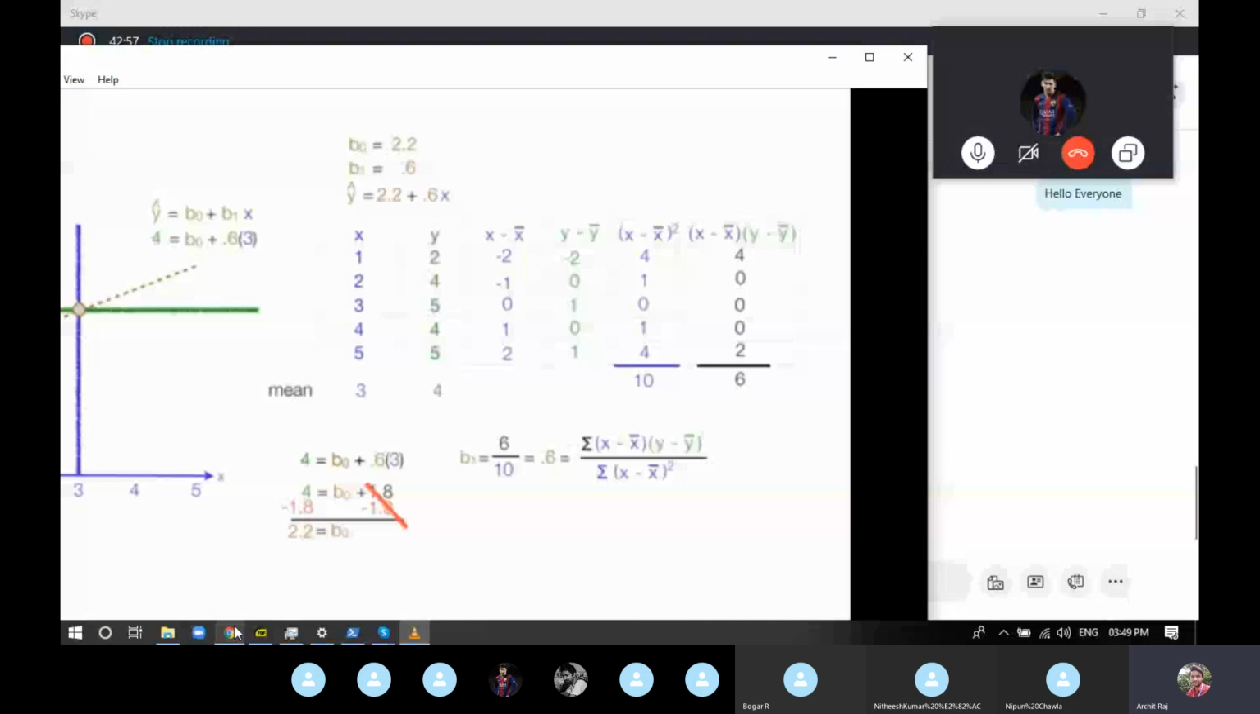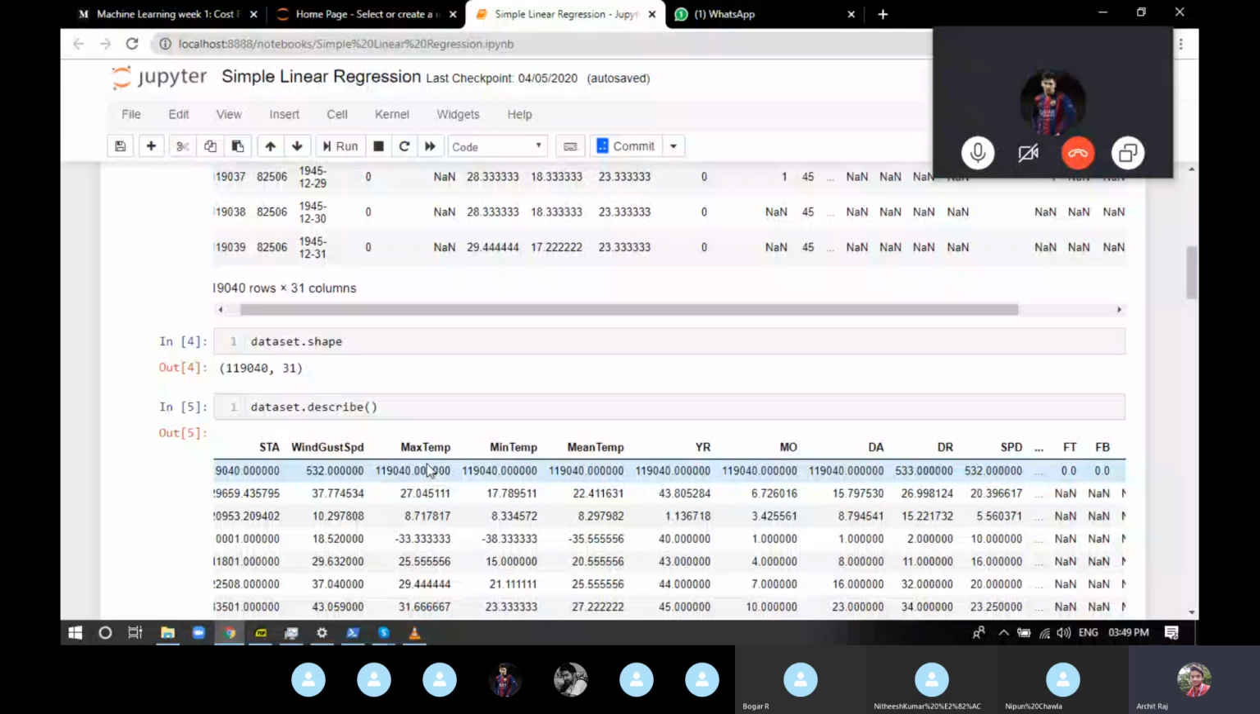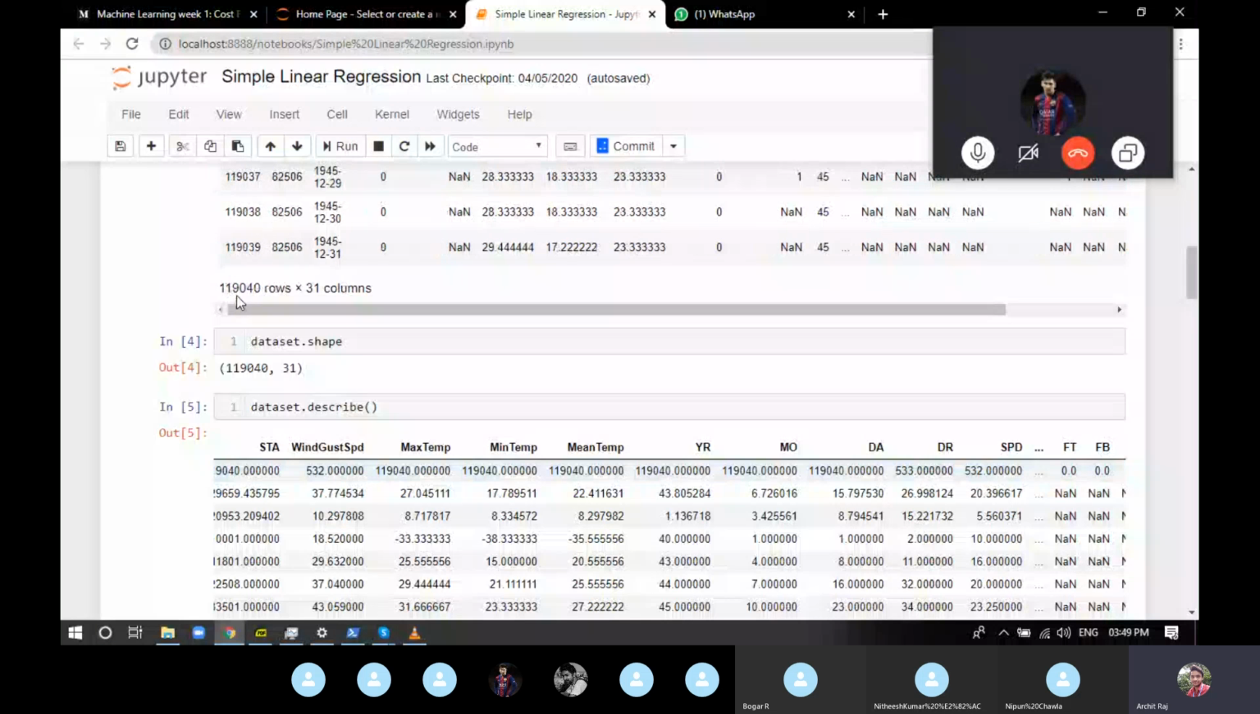What things are there? So there are 1,19,040 rows. As I told you, going through all those scripts and 1,19,000 entries is going to be a hectic task for your CPU also. So you have 1,19,040 rows and 31 columns. So there are 31 different attributes.